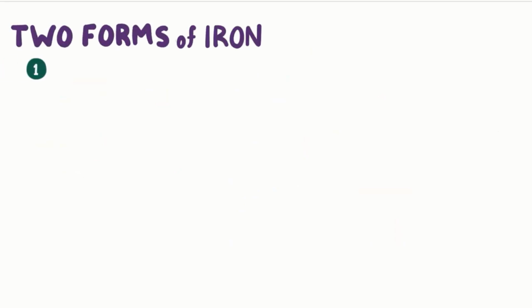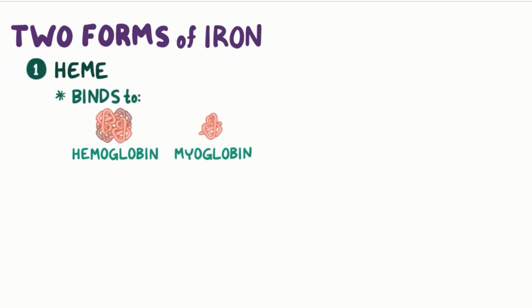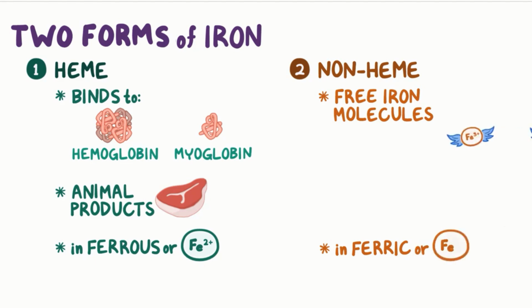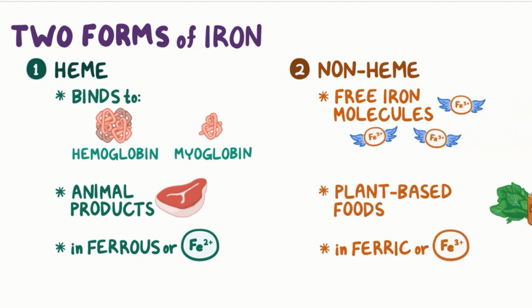Now, our diet contains 2 forms of iron. The first is heme iron, or iron bound to hemoglobin or myoglobin, and that comes from animal products like meat. Heme iron is in the ferrous or Fe2+ state. The other form is non-heme iron, which is free iron molecules in the ferric or Fe3+ state. Non-heme iron comes from plant-based foods like spinach and beans.